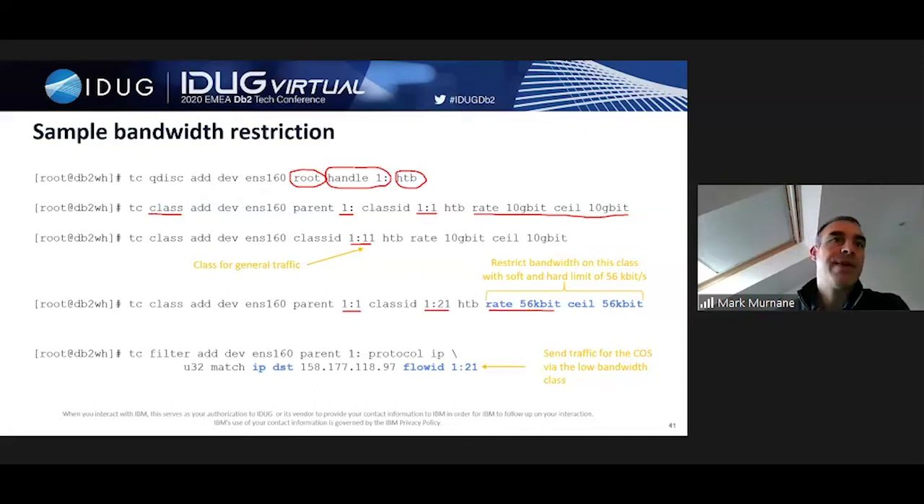And finally, we specify a filter to assign the traffic to the specific class. In this case, I'm restricting traffic heading for the IBM Cloud Object Storage Service, and I'm going to send it to my rate limited class here.